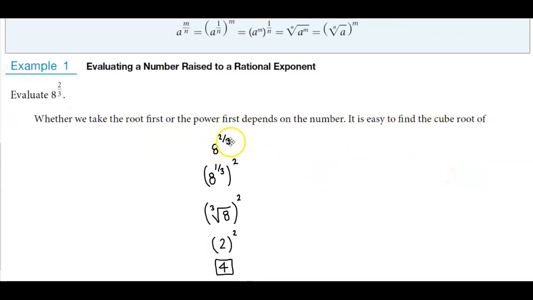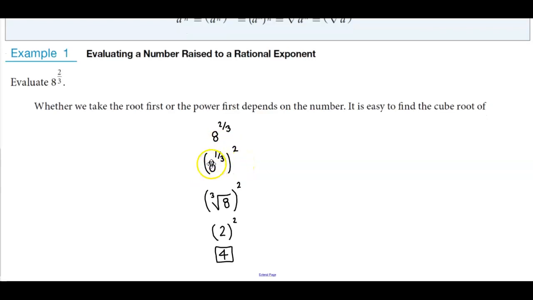So if we have 8 to the 2/3, we can then write the base as 8 to the 1/3 to the second power. 8 to the 1/3 is the same thing as saying the cube root of 8 raised to the second power. The cube root of 8 is 2, and when we square that, it gives us a value of 4.